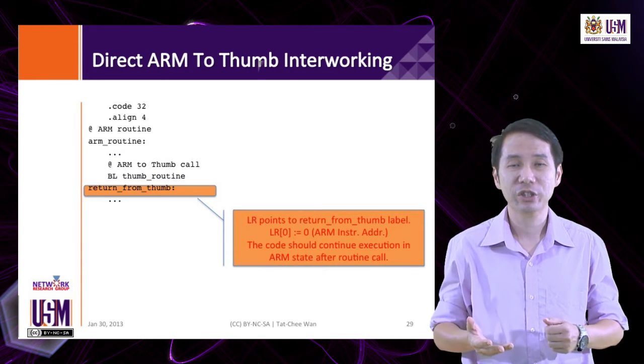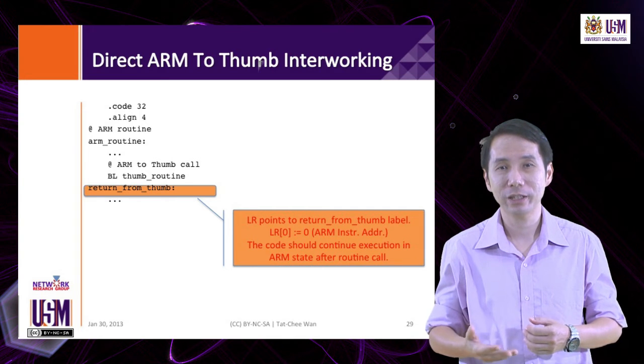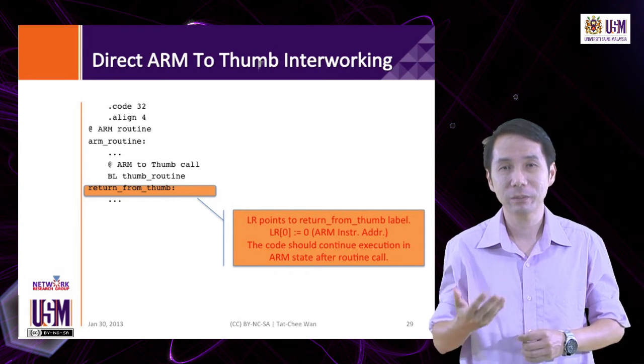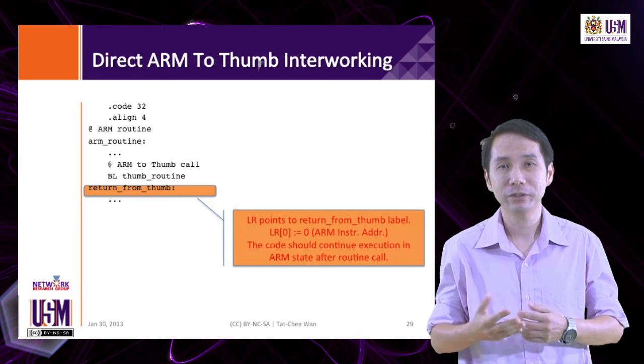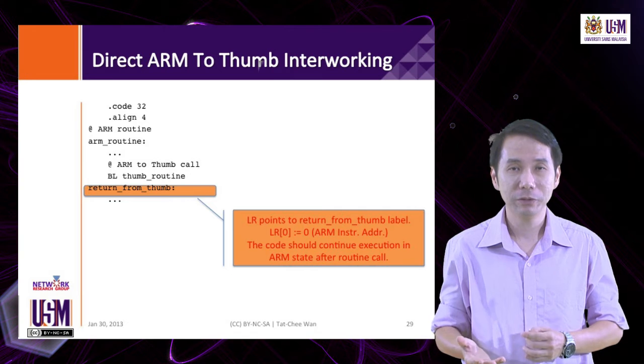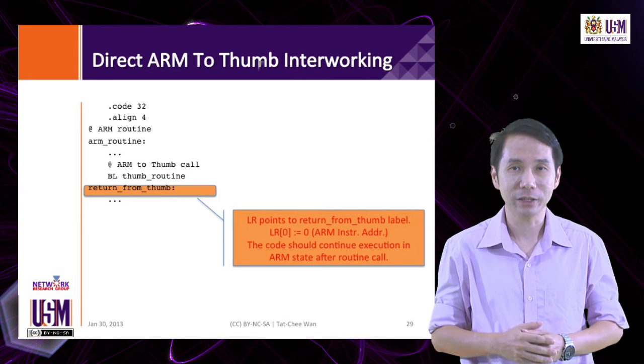Now the branch and link instruction should store the next instruction address into the link register. In this case, bit 0 of the link register will have the value 0 to indicate ARM state, so that when we return from the called routine, we will resume execution in ARM state.